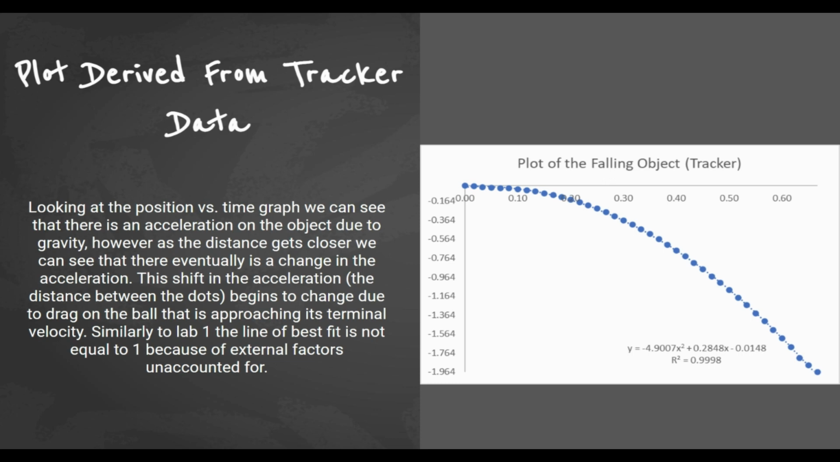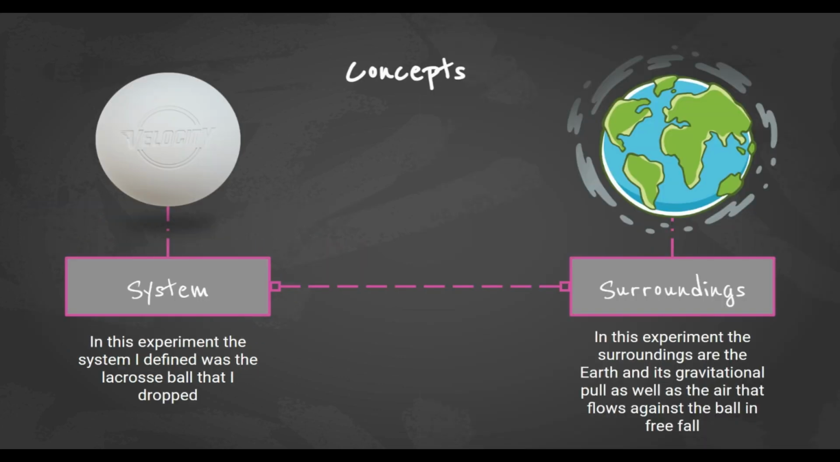We're going to end this lab. But similar to the first lab, when you try to calculate the line of best fit, it's not going to be exactly one due to the fact that there are external forces. In the last lab, it was friction. In this lab, we're looking at drag. But it's just a couple of things that will throw your line of best fit out of whack.